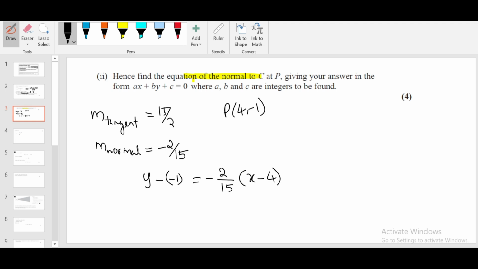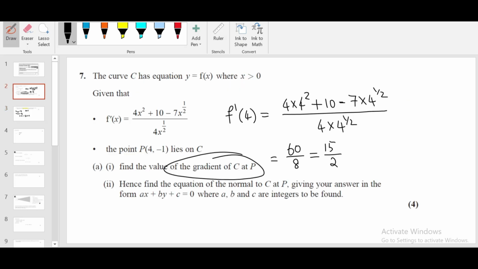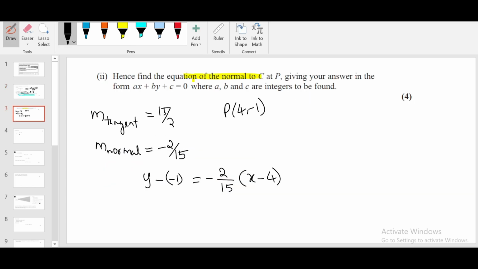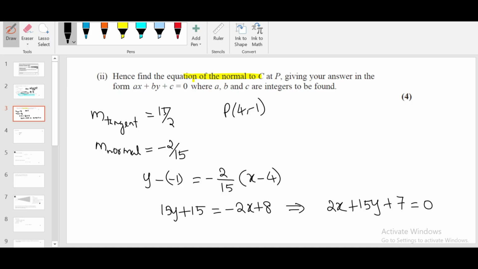So the equation is y minus y1 is equal to slope times x minus x1. Basically, multiply throughout by 15, because they want it in the form ax plus by plus c, where a, b, c are integers. To get rid of the fraction, multiply everything by 15, you will get 15y plus 15 is equal to minus 2x plus 8. So you will get 2x plus 15y, 15 minus 8 plus 7 is equal to 0. That's the equation of the normal.